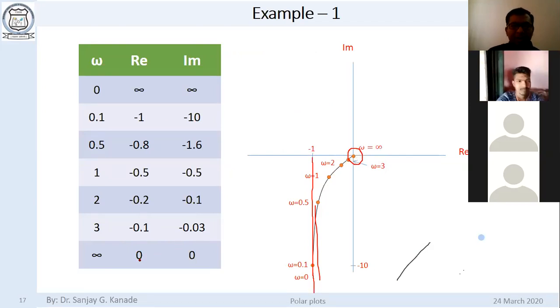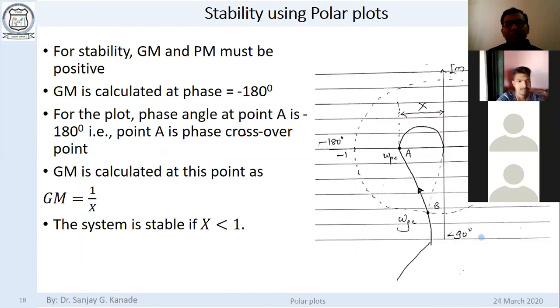Value of magnitude is 0, because real and imaginary both parts are 0. Okay, so this is what we have. This is how we calculate the polar plot. Now, as far as the stability of the polar plot is concerned, we must remember what we have seen at the time of studying the Bode plot.